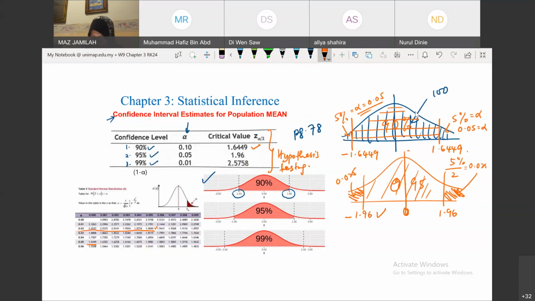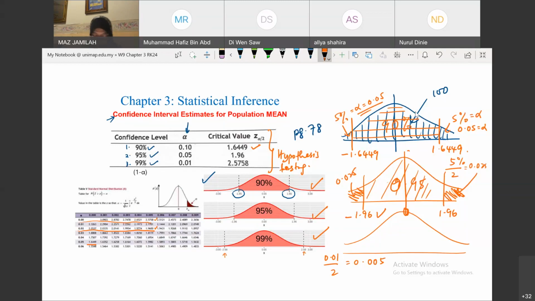And the same if we are talking about 99%. Even larger, so it should be larger. So if this is the illustration, you have larger. If you look at 99%, you have 1%. So 0.01 divided by 2, you will have 0.005. So 0.005 gives 2.5758. That's why we get 2.58 and negative 2.58.